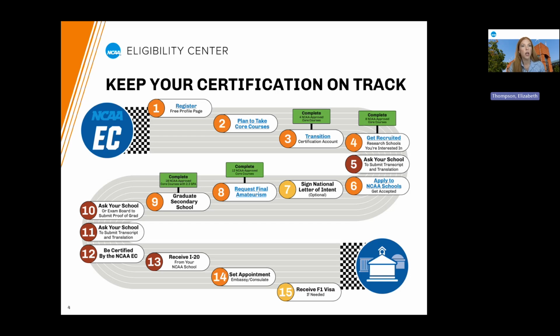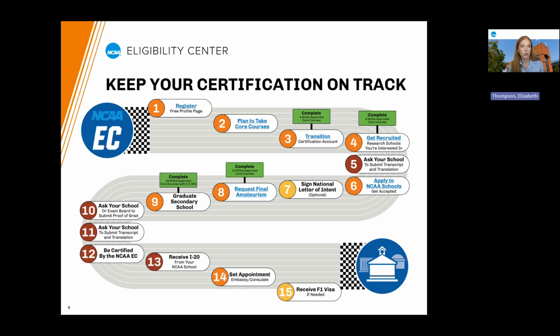So step 10 then would be once you graduate or upon graduation, having your school or exam board submit that proof of graduation or exam results or diploma to the NCAA Eligibility Center. For all documents issued in a language other than English, we do require a line-by-line English translation. So you want to make sure all of those documents are submitted and submitted in a timely manner so that you can be certified by the NCAA Eligibility Center. That step is required in order for you to receive your I-20, which is the form that you need to have an embassy or visa appointment. We'll talk more about that in upcoming slides.